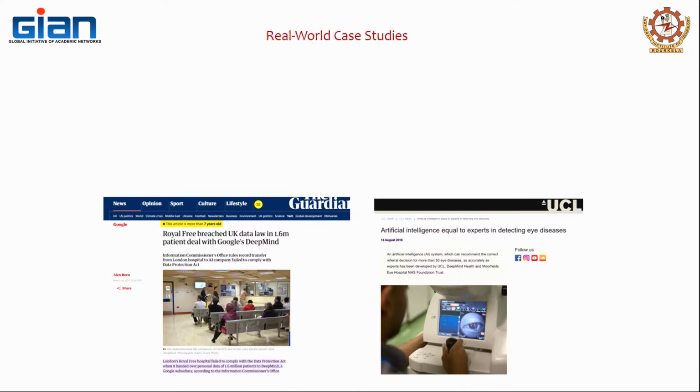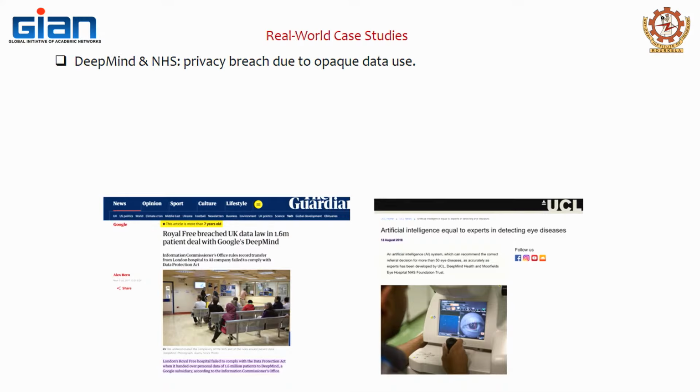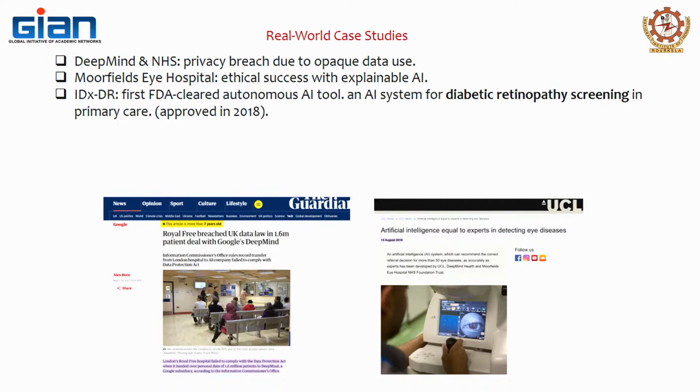So a couple of real-world use cases. We discussed how DeepMind and the NHS collaborated, and there was a privacy breach due to opaque data use. But there are examples of successful collaborations. Moorfields Eye Hospital and DeepMind had a collaboration. They probably learned from the previous mistakes, and this collaboration actually led to success, and they developed a good explainable AI model. This was, I believe, in the context of ophthalmology. In 2018, we had the first FDA-cleared autonomous AI tool. This was for detecting diabetic retinopathy in primary care.